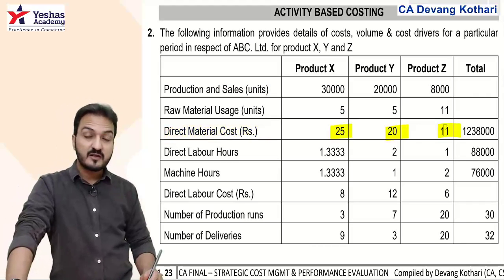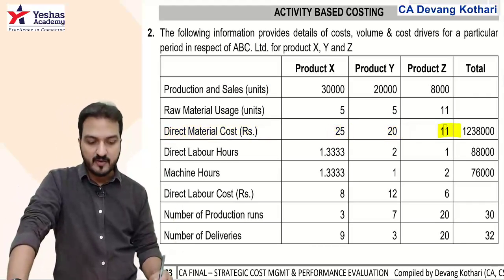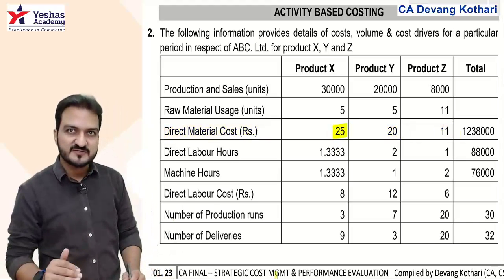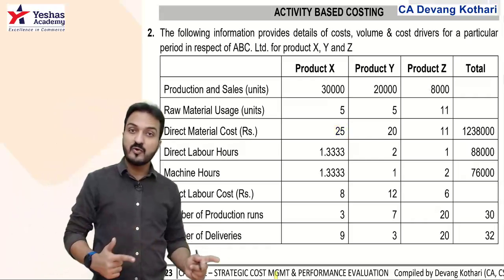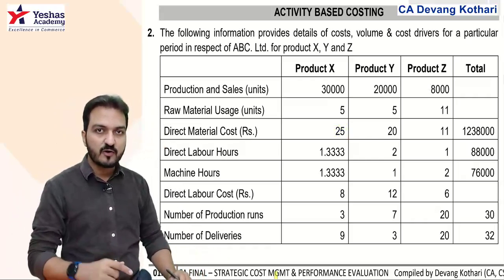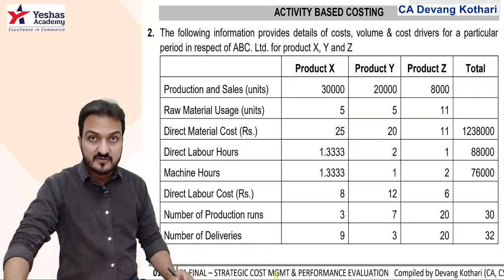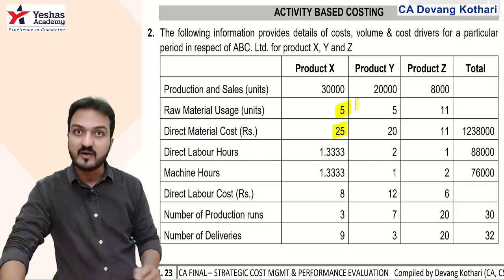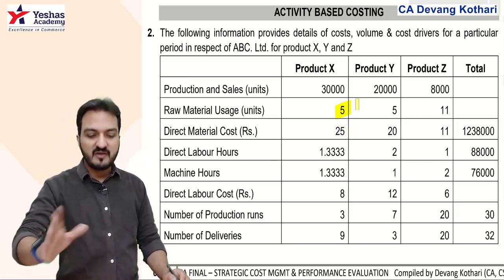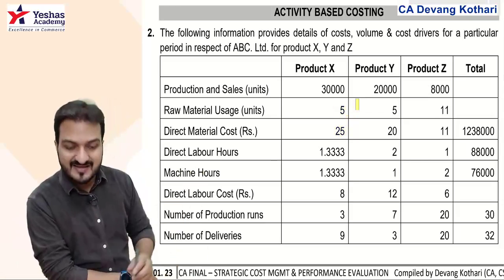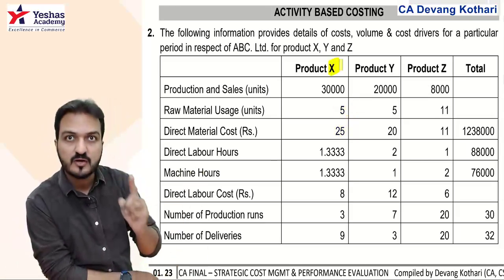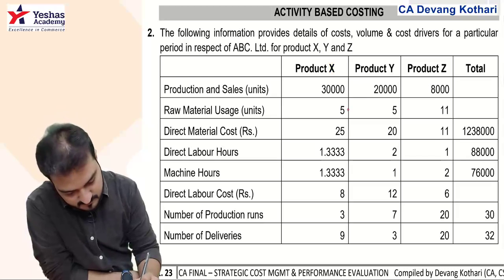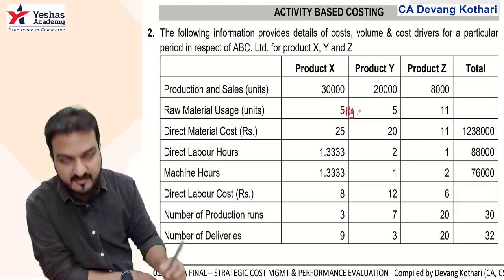Direct material cost in rupees you are given. So this 25 rupees is the material cost of product X. Does it mean that 25 is the cost for 1 unit of X, or does it mean that 25 is the cost for 1 unit of raw material? Let me differentiate like this. Say this data shows that 1 unit of X requires, say, 5 kgs of material.